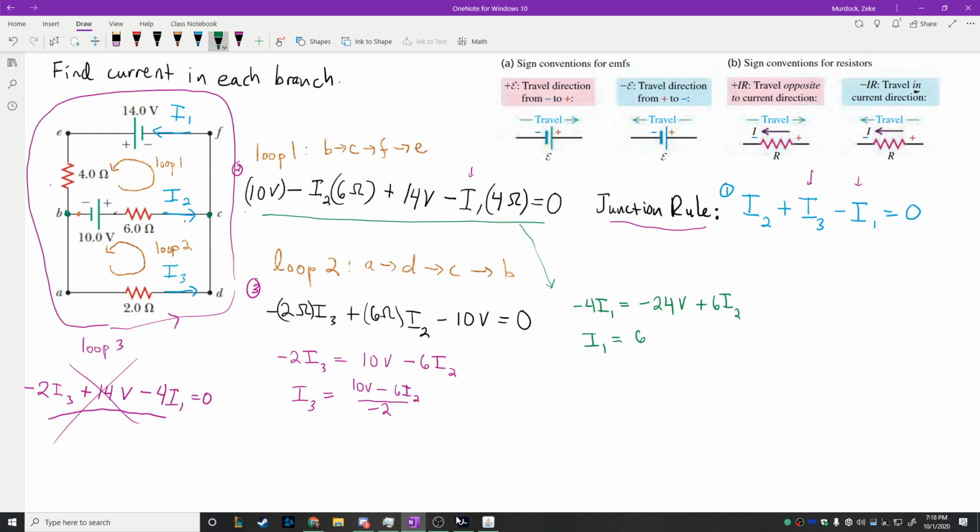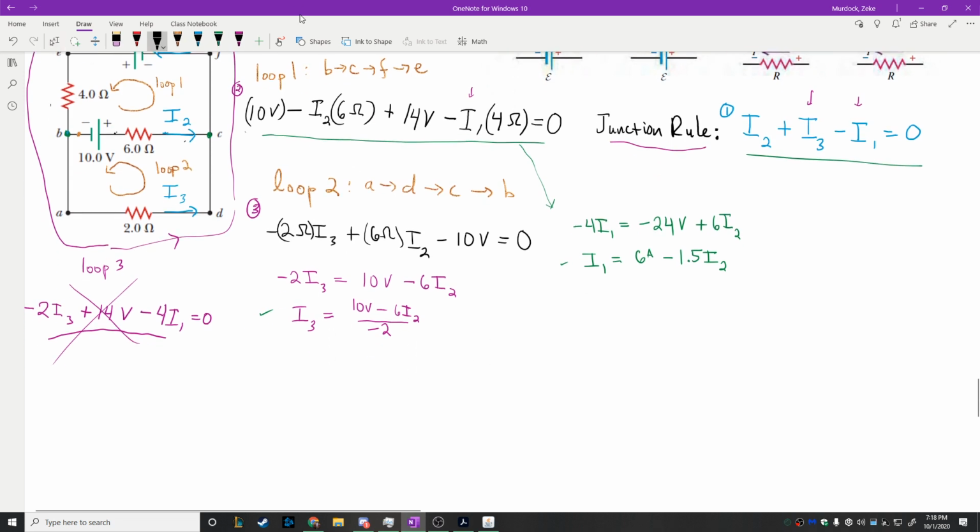And it's technically volts divided by ohms, so this is actually going to be amps now. And then 6 divided by negative 4, I believe that's 3 over 2, so it's like 1.5 times I2. So those are our two equations, this one and this one. And we want to plug them into here.